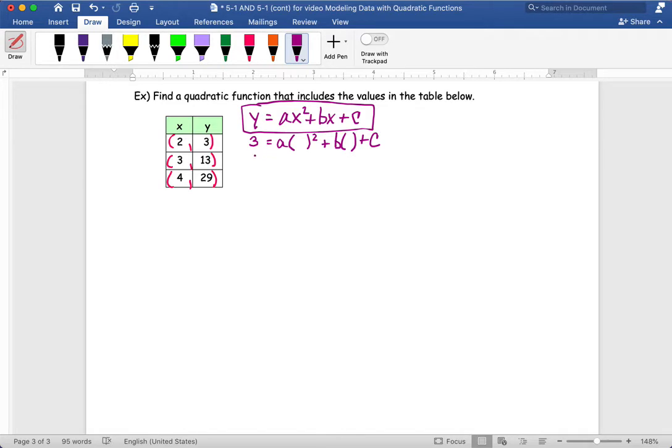So all I'm going to do right now is set up the y's and leave the parenthesis placeholders. 13 equals a x squared plus bx plus c. And then 29 equals a space for x squared plus b space for x plus c.